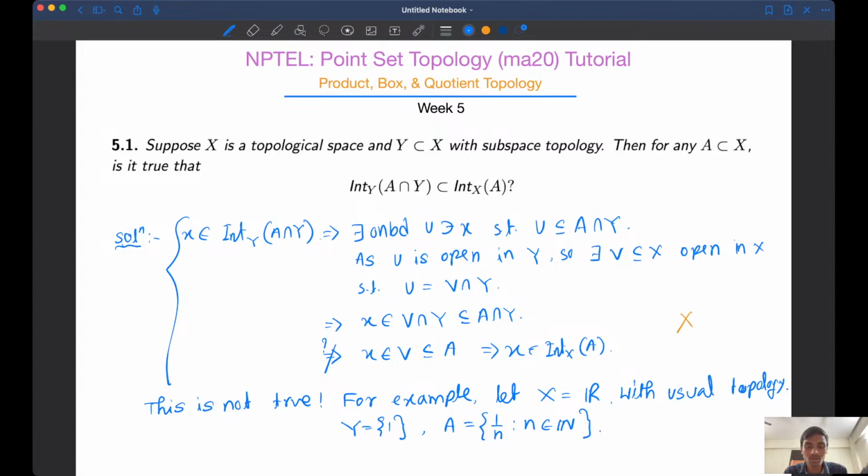So here 1, 1/2, 1/3, all those things are there. So this is not clearly open, and also not closed, because it has the limit point 0, which does not belong to this set. So the closure is not equal to A itself, so that is not closed either, but that is not important anyway. But now if I calculate A intersection Y, that is just Y itself, right?